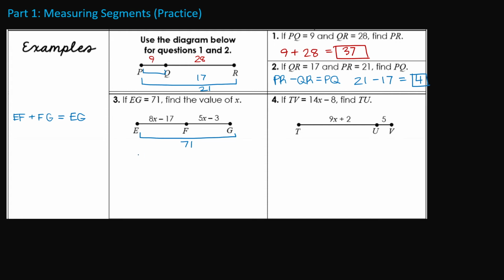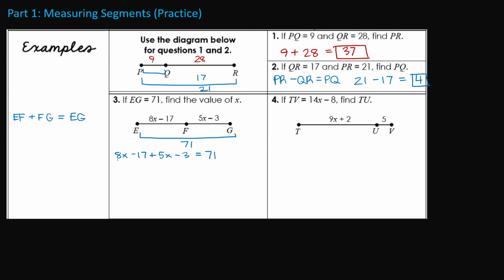So now I know exactly how to write my equation. EF is represented by the expression 8x minus 17, so 8x minus 17 plus FG, which is 5x minus 3, is equal to the whole, EG, which is 71. And from here, we can solve algebraically.